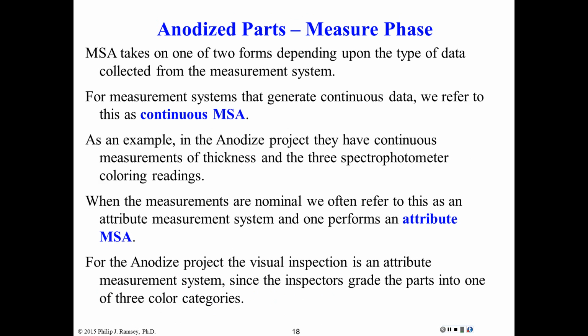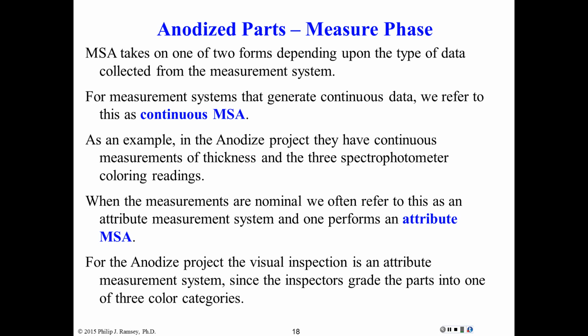Okay. So we're going to talk about measurement systems analysis in general, and then relate it directly to the case study. We're going to break the measurement systems analysis up into 2 parts. What we call continuous MSA is where we evaluate a measurement system that makes continuous measurements. Examples are the backscatter gauge to measure thickness, and the spectrophotometer to measure the color readings.